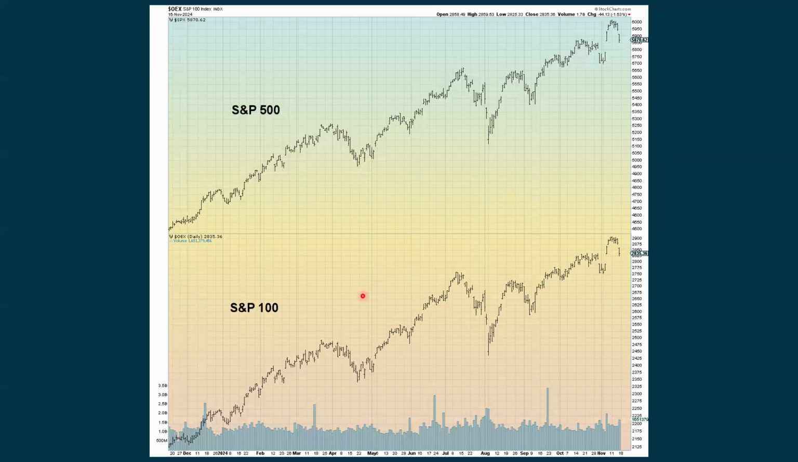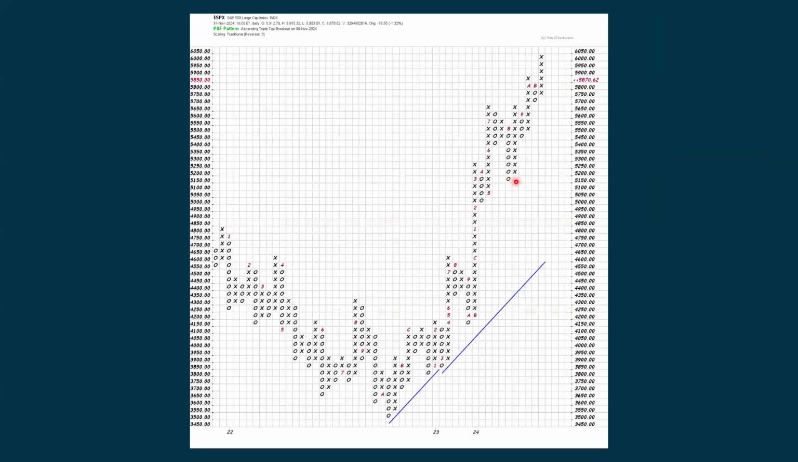Then we want to keep an eye on the S&P 100, which are the biggest stocks that make up the S&P 500, and they're pretty much moving in tandem with each other now. We didn't see enough of a move to generate any X's or O's. We're still working off of a triple top breakout that was generated on November 16th. And we see lots more X's here. We see blue trend lines going up. This chart is still looking positive for the time being.